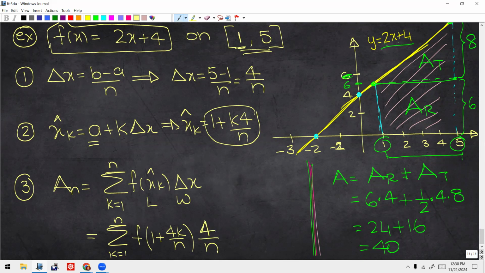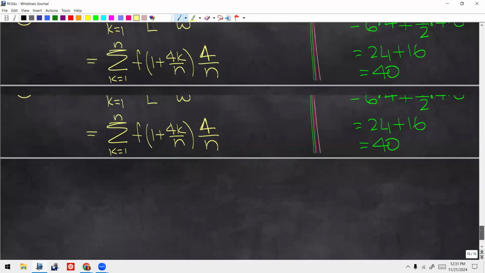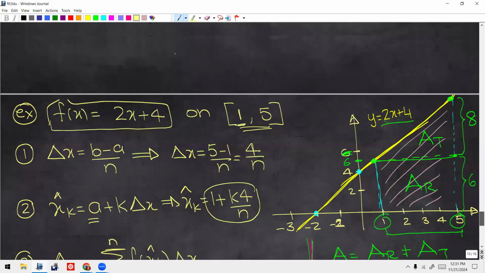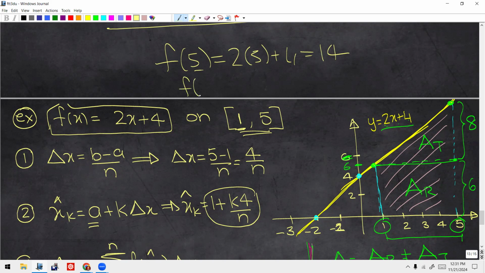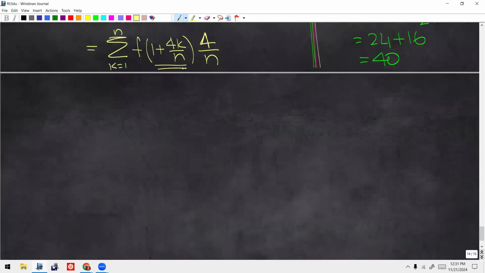All I did, I just plugged in things we already know, right? Now what do we do next? I know my function. So if I told you find f of 5 like we did a minute ago, what did we do? We replaced x with what? 5 and we ended up with 14. You guys remember that? Instead of plugging in 5, we're going to plug in 1 plus 4k over n, because that's what we want to do. We want to find the height at this point, right?